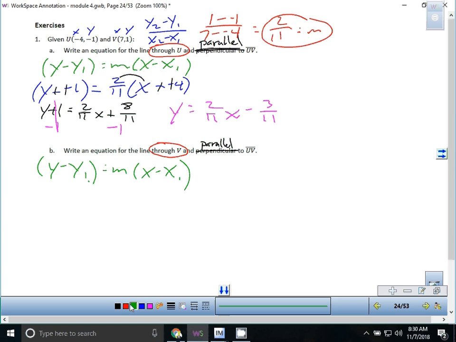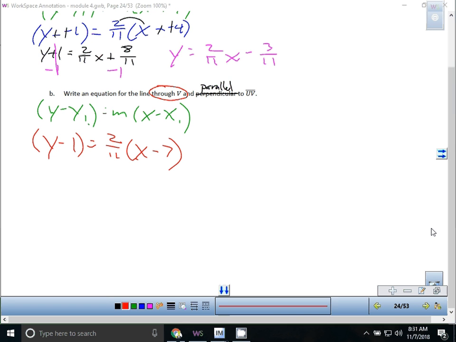So, the only thing changing on part B is we're using V this time, aren't we? So other than that, we're going to do everything the same. We're subbing the same slope in there. Y'all told me the slope is 2 over 11. We're just using V. So what is the y coordinate for V? 1. Equals, slope is 2 11ths x minus, alright, what's the 7? Okay, the parentheses on the left are useless. We can just drop them. So that's y minus 1.